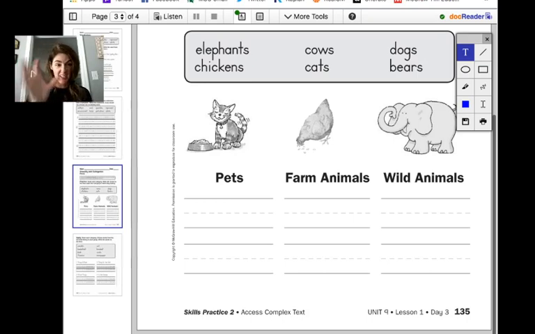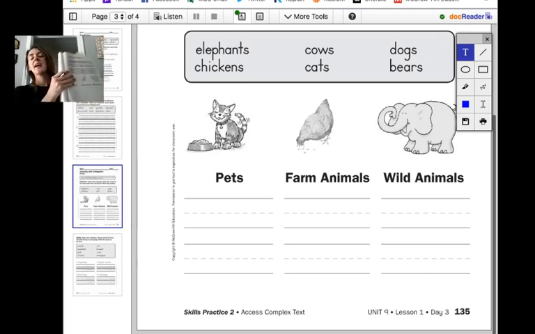You're going to take each word from that gray box and put it under the correct category. Is elephants a pet? I hope not. If you have an elephant, I'm coming over. Farm animals and wild animals. So where does elephant belong? What category would elephant belong in? Tell me. Yes, I agree. Wild animals. Let's put it right there.